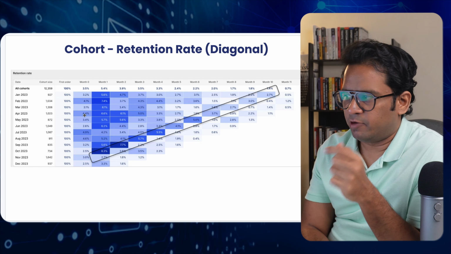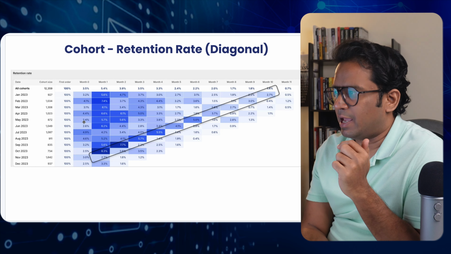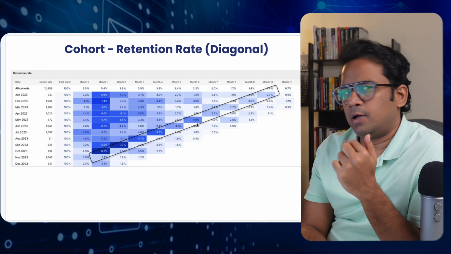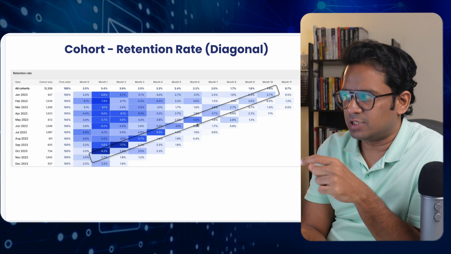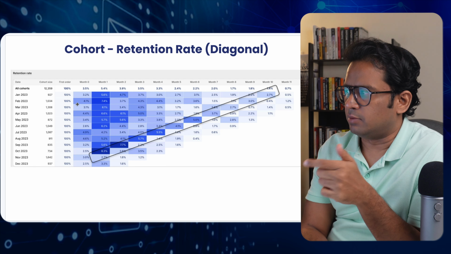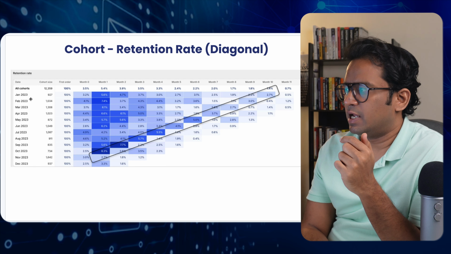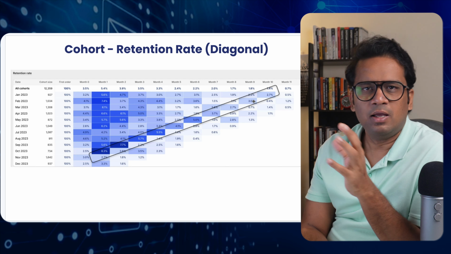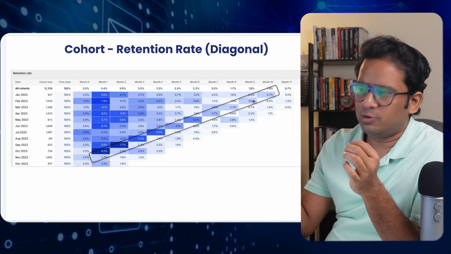So if someone was acquired in May, then for them month 6 will be October. In month 6, we are getting a bump. And similarly, if someone is acquired in Feb, we are getting a bump, which is a common behavior, but it helps you see the seasonality.